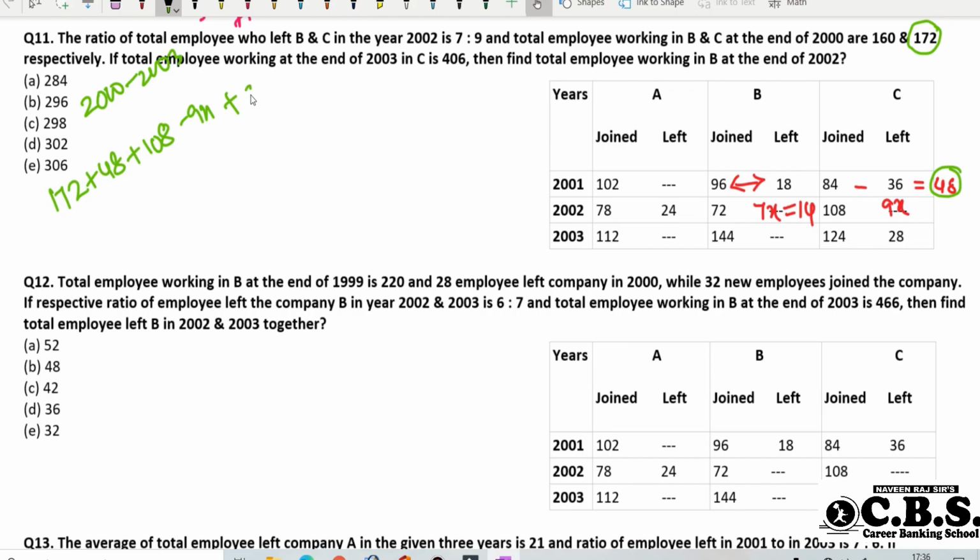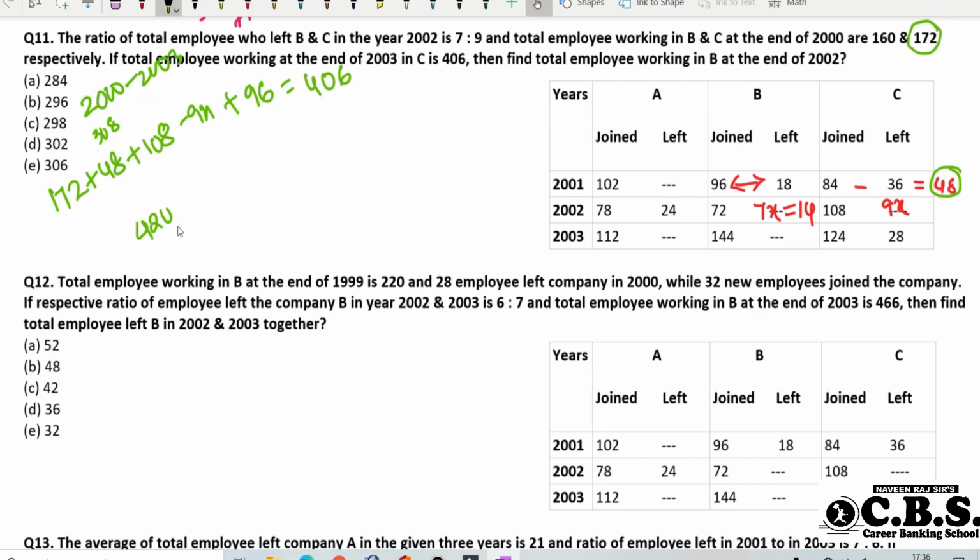96 is equal to 406. Add them value, so 172. So 170 plus 8, 180. 180, 220, up to 220. So 220, 308. 308 and 6, nothing but what?